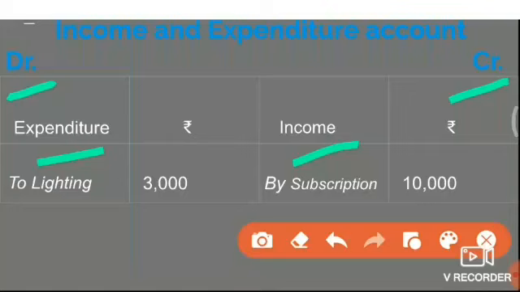For example, lighting is an expense, so it will be debited. And subscription is an income, which is a fee which is received from the member. It is an income, so it is credited. It is a nominal account, so all the expenditures are debited and all the incomes are credited.